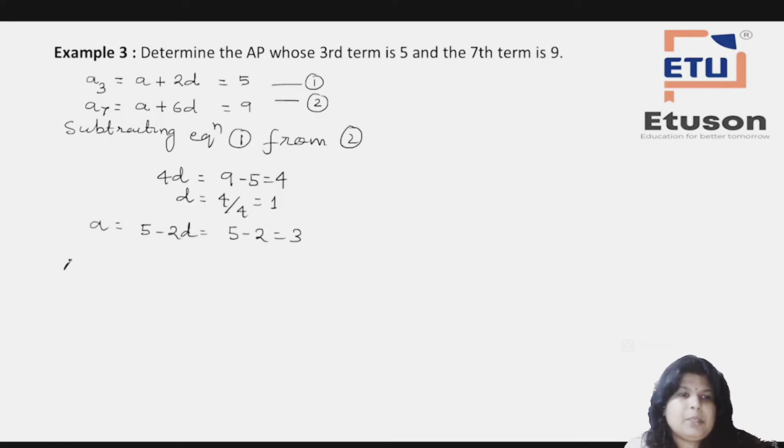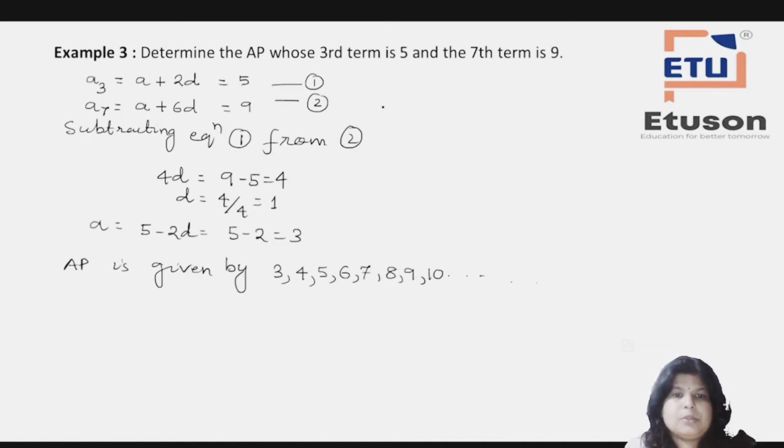So what will be your AP? Your first term is 3. So starting from 3, with a common difference of 1, you will have 3, 4, 5, 6, 7, 8, 9, 10, and so on and so forth. So just check whether the third term is 5 or not. So the third term is 5. Seventh term is 9 or not. 1, 2, 3, 4, 5, 6, 7. It is 9. Correct. So all our conditions are satisfied and your answer is correct.